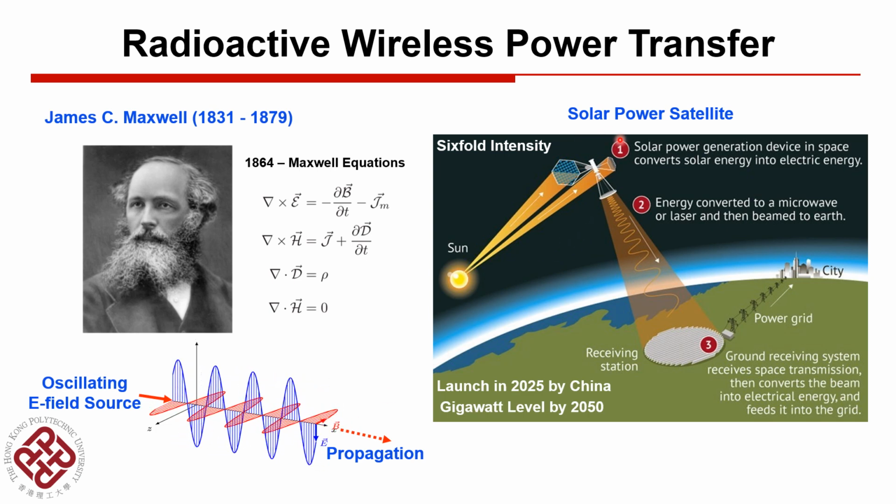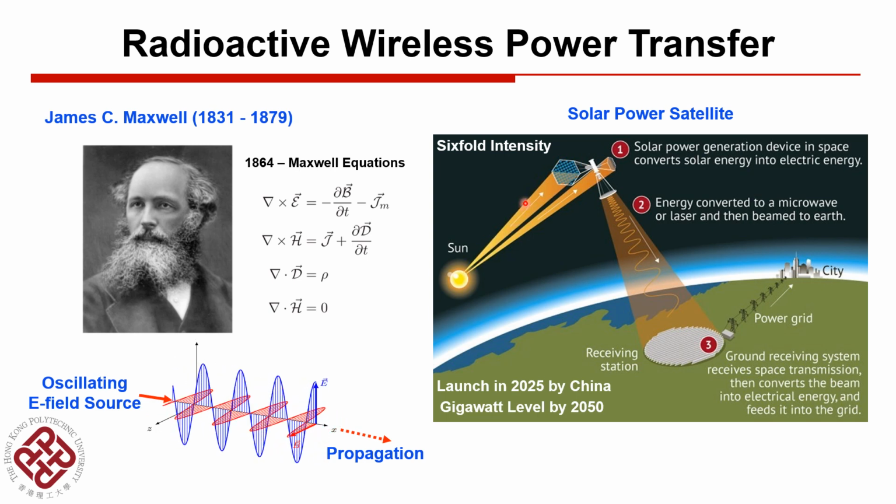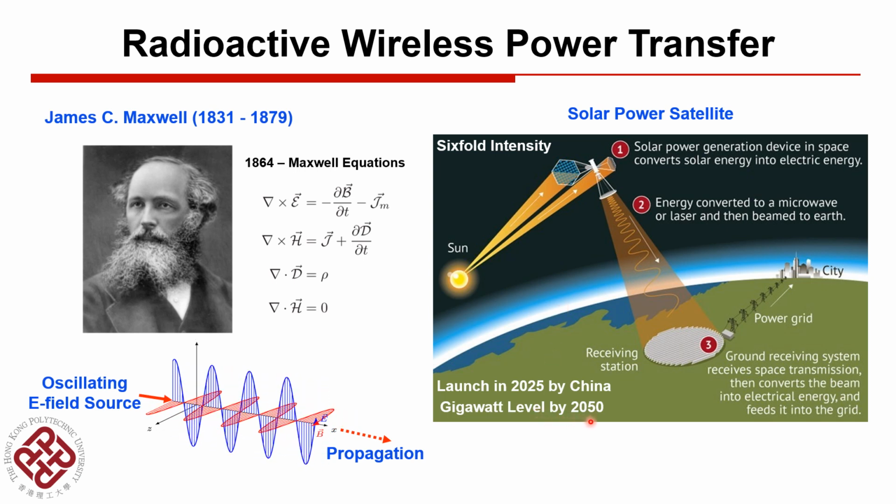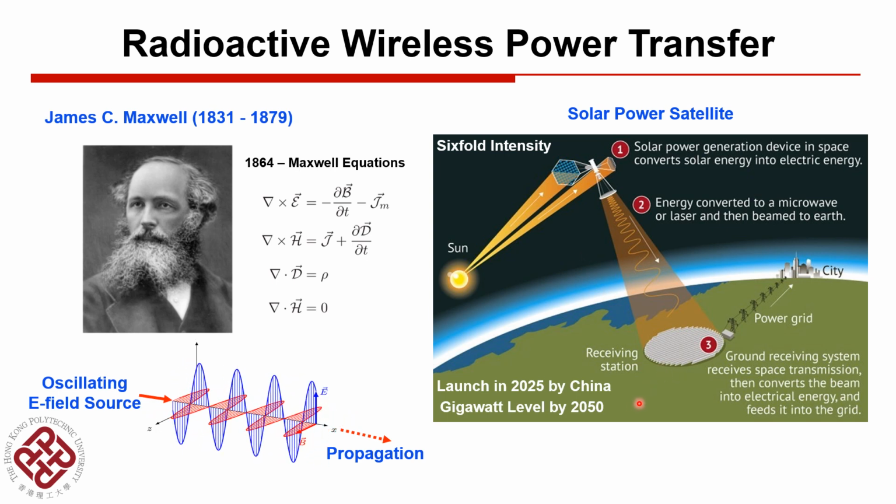A super long distance radioactive WPT application is a solar power satellite. This system will capture the solar energy in space and transfer the energy through the antenna via microwave beams to the Earth to support our daily use of electricity. Many big powers in the world, including China, are investigating this system to deal with the energy crisis we are facing today. By the year 2050, gigawatt-level electricity power will be transferred from space to the Earth. We look forward to the successful development of this project.